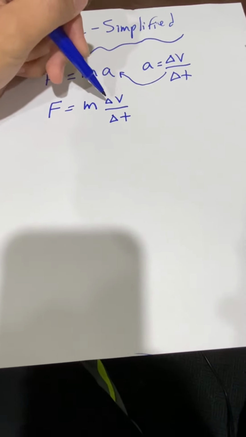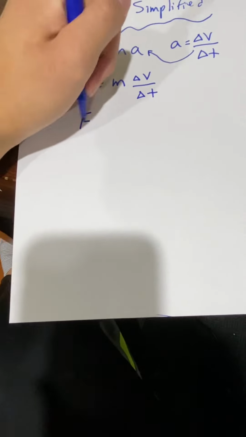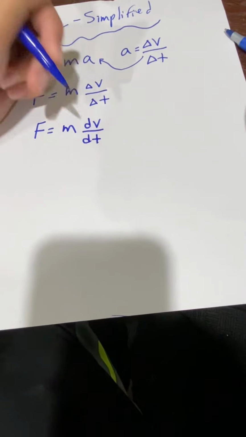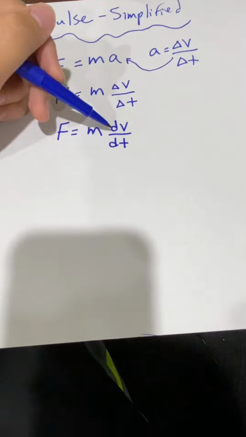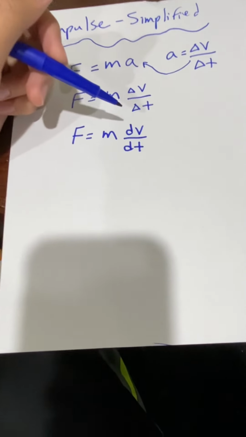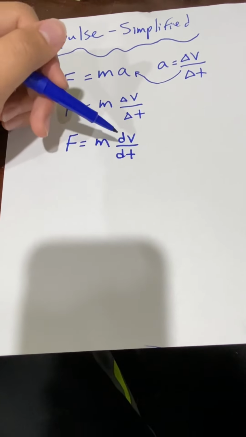Remember, delta stands for change in. I'm going to replace the deltas with d's. This is where it gets a little tricky with mathematics. A d is the same thing as a delta. It just means delta at an infinitely small level. So when we shrink delta to get infinitely small, it turns into a d.